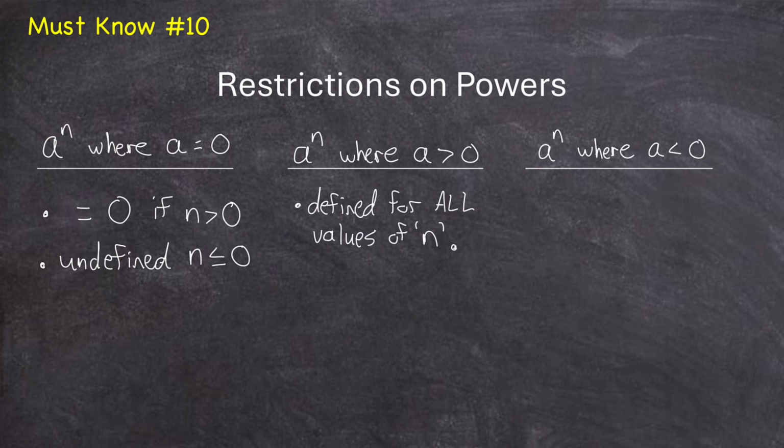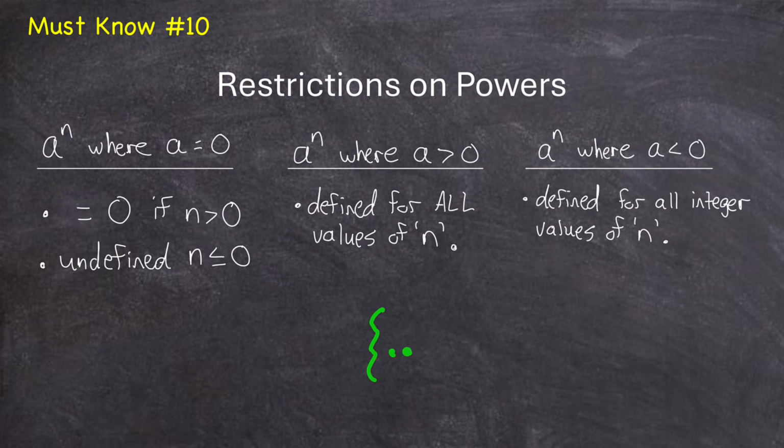So for example, what if we have negative 5 to the power of n? For what values of n is that defined, and for which ones is it undefined? Well, it's defined for all integer values of n. And remember, the set of integer values are the positive and the negative whole numbers, like negative 2, negative 1, 0, 1, 2, and so on. So if you make the exponent on a negative base any integer, it'll have a value.